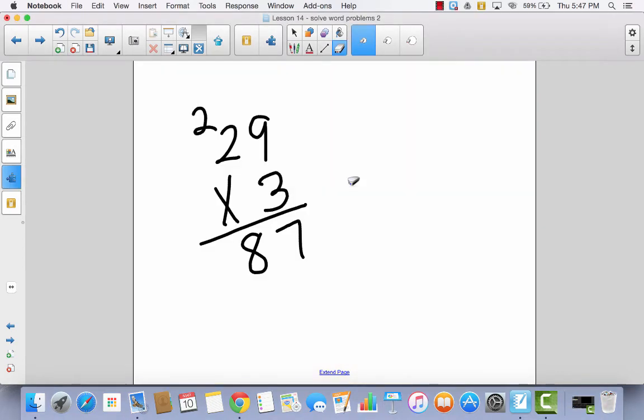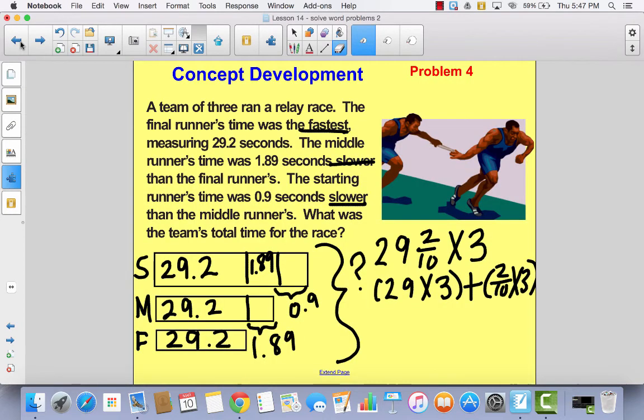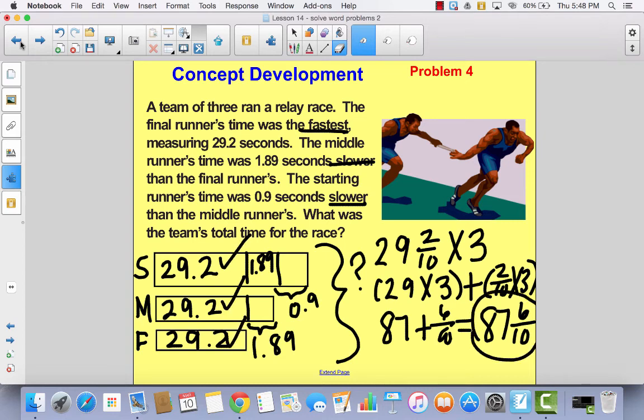Well, I got 87. Is that what you got? All right, let's go back and put that back in. So we've got 87 plus, so 2/10 times 3 is the same thing as 2/10 3 times. So 2/10 plus 2/10 plus 2/10 would be 6/10, which would equal 87 and 6/10. Okay, so that's going to be this number added, this number added, and this number added. So this is the total for those three numbers.